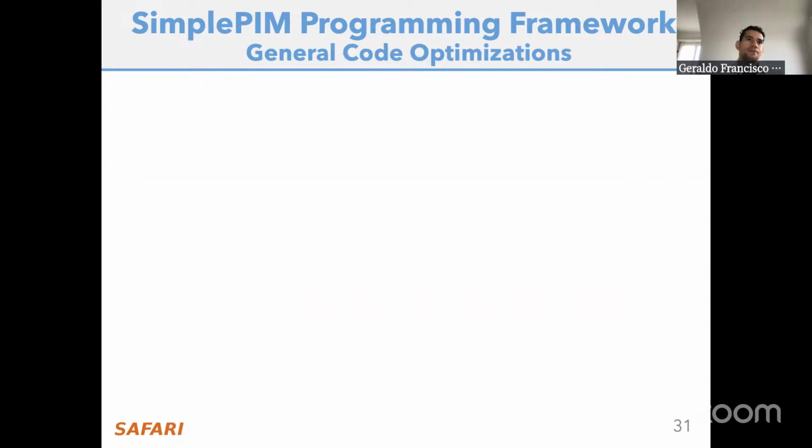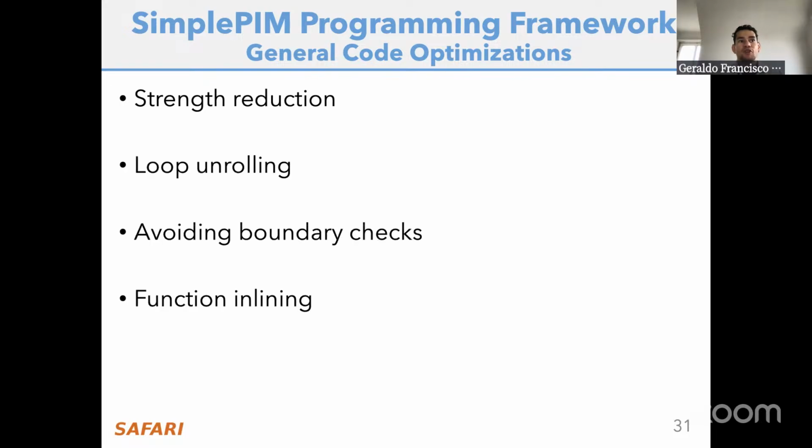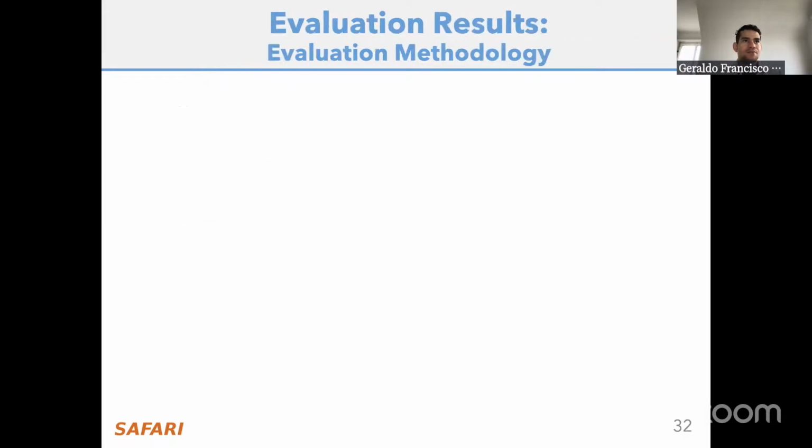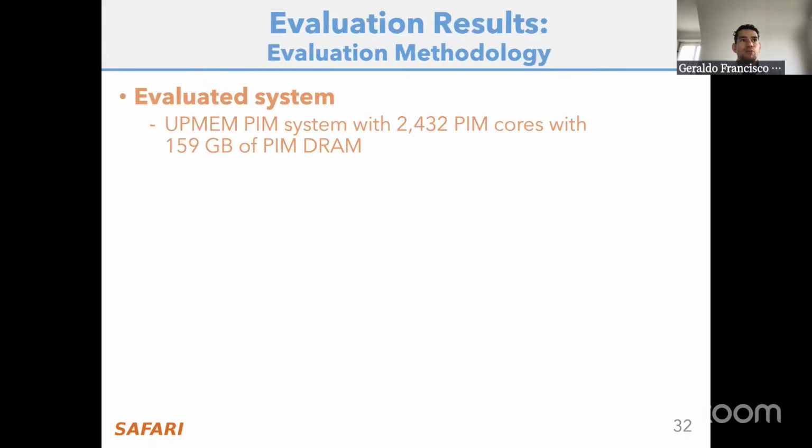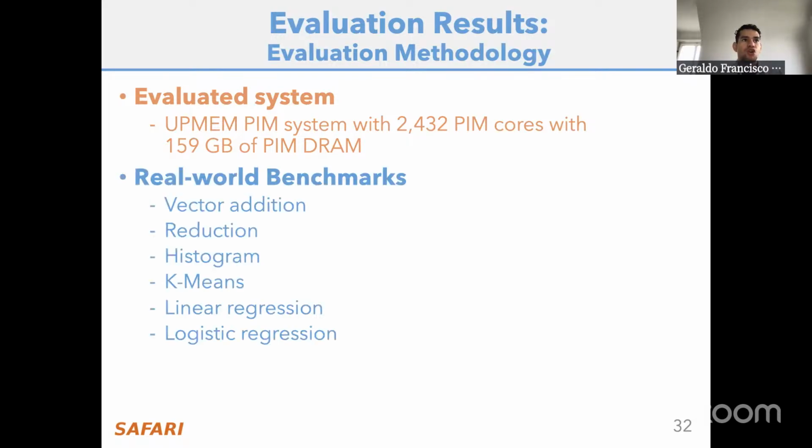Finally, we have a zip operation, which takes two input arrays and combines them into elements of a third output array. So we also apply several code optimizations to the SimplePIM backend so that we can accelerate the execution on the processing-in-memory cores. These optimizations include strength reduction, loop unrolling, avoiding boundary checks, function inlining, and adjustments of data transfer size.